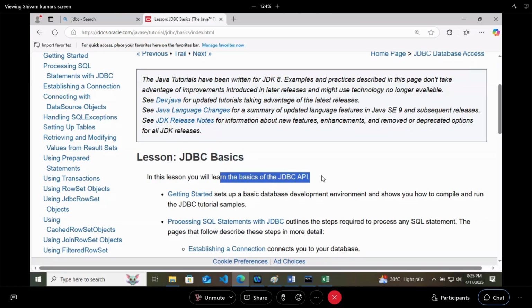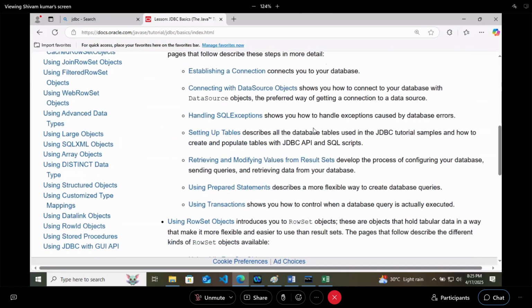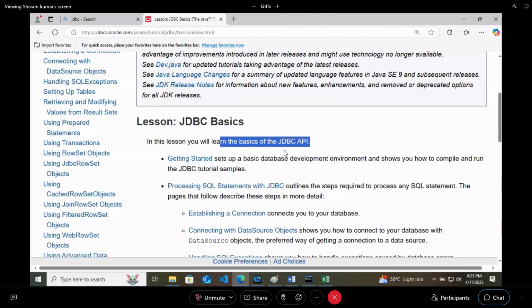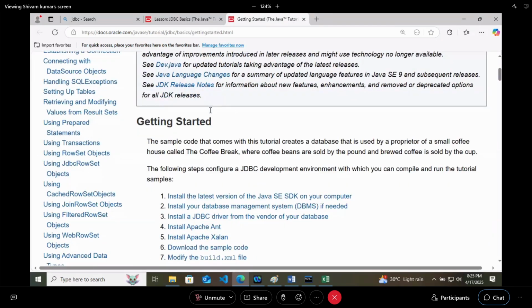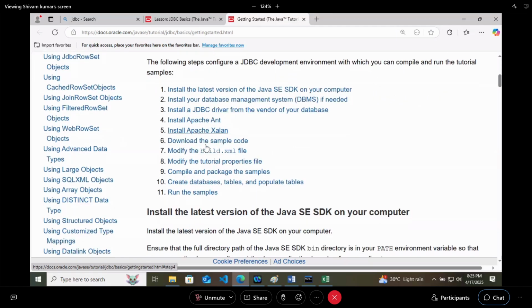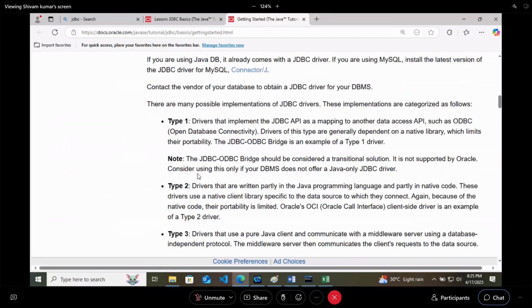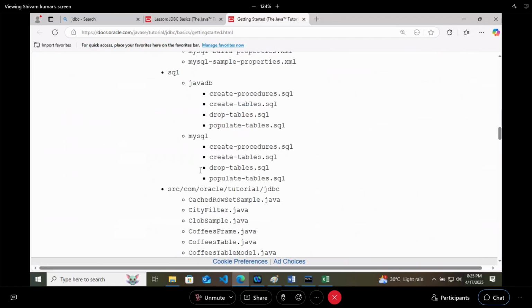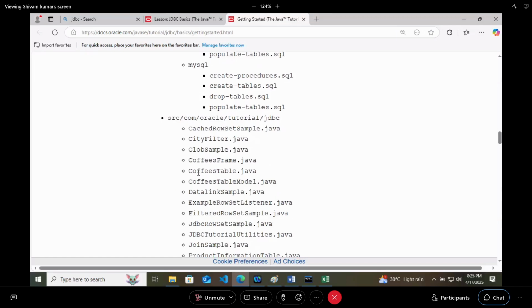So here you can learn the basics of JDBC. Getting started is the first part. Open this. These are the steps. Install the latest version of Java SE SDK on your computer. Install your DBMS. Install a JDBC driver. Do these kinds of things. Everything is mentioned there. Who can teach you JDBC better than Oracle?